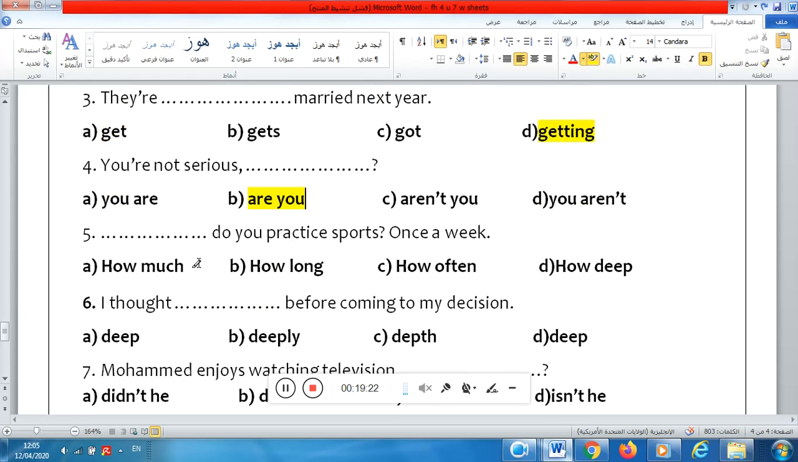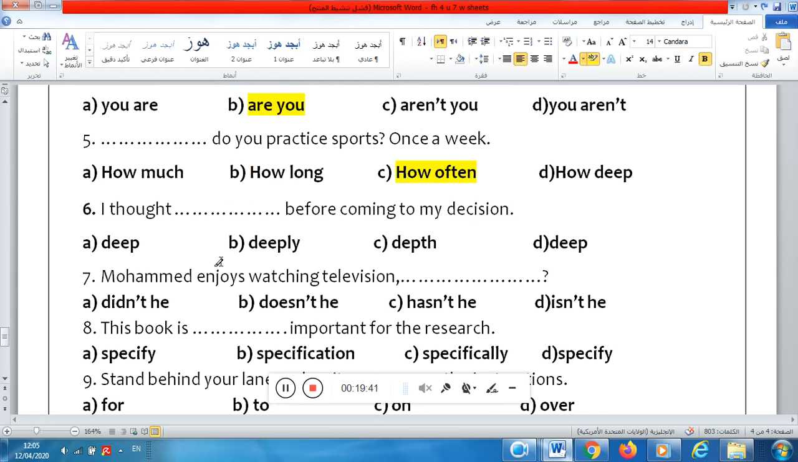The subject verb changing of places. Do you practice sports once a week? What kind of question word do we need here? How often do you practice sports? How many times a week do you practice sports? Once a week. I thought blank before coming to my decision. You thought what? How did you think? Deeply.